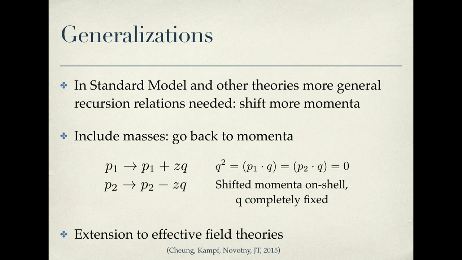This is called BCFW recursion relations, but there are extensions which shift more things, and there are also extensions to certain effective field theories when there is some modification. The factorizations are not enough. We have to add some more information which tells us something about the underlying theory. And yes, there are some extensions. The idea is more applicable than just what I showed.